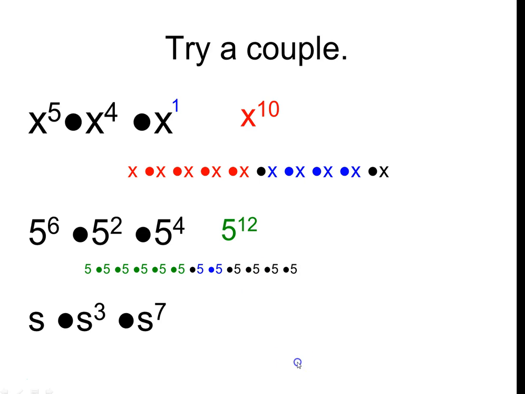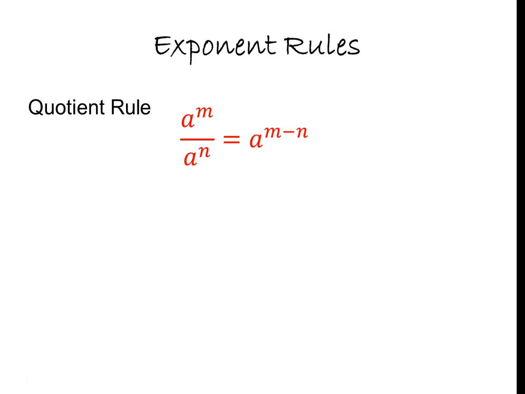Anybody got an idea? Did you remember to put a 1 on the x? All right. The quotient rule, 6 to the 4th over 6 squared. Our rule is that we subtract, m minus n. So 4 minus 2 is 2.